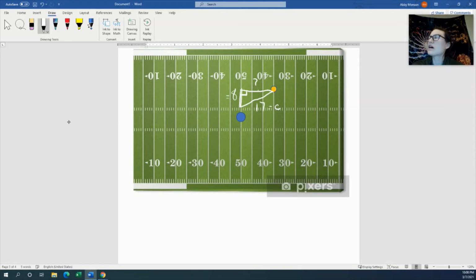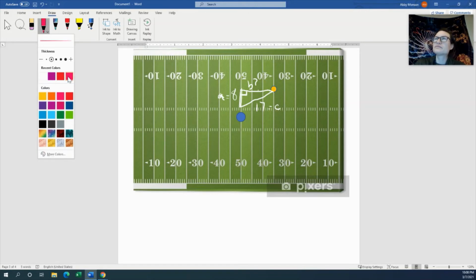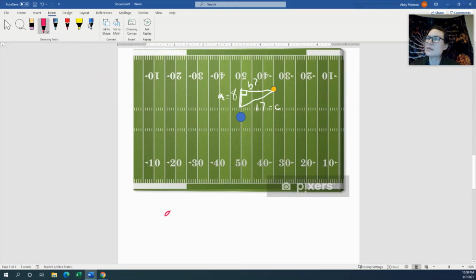We can call this side A down here. Remember, it doesn't matter A or B. And so we're solving for B. How many yards did he run? And let me grab another color that you can see. So we're going to use our Pythagorean theorem to figure out how many yards he ran. So A squared plus B squared equals C squared.